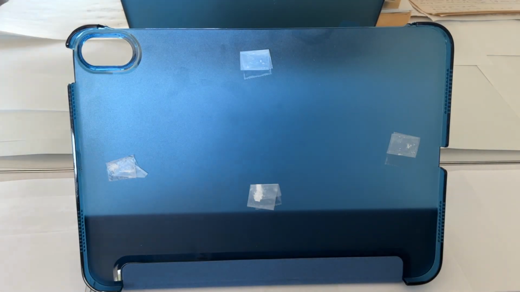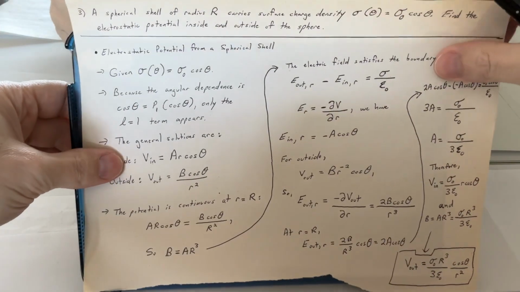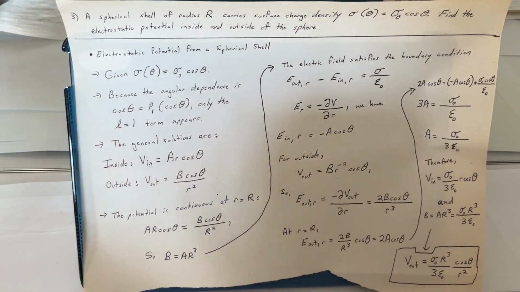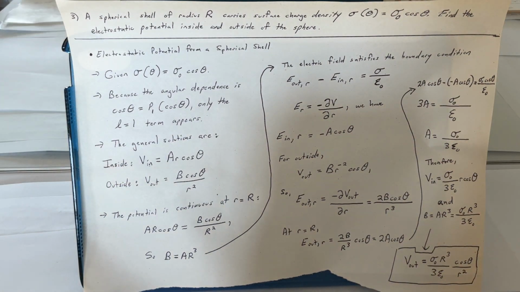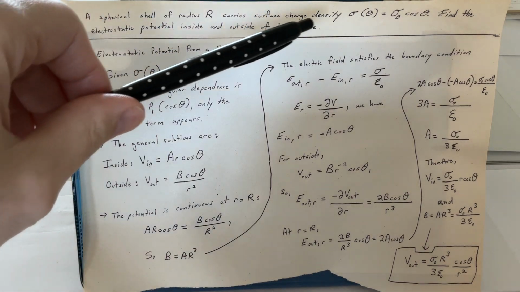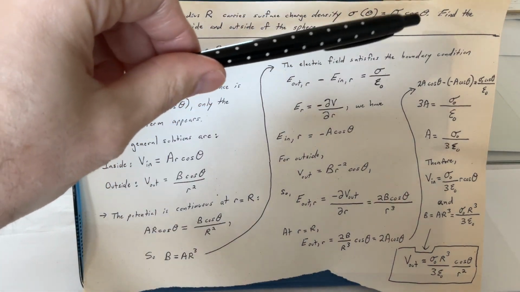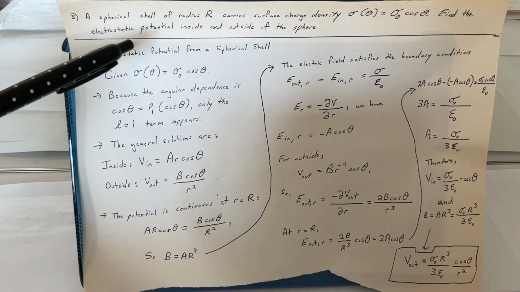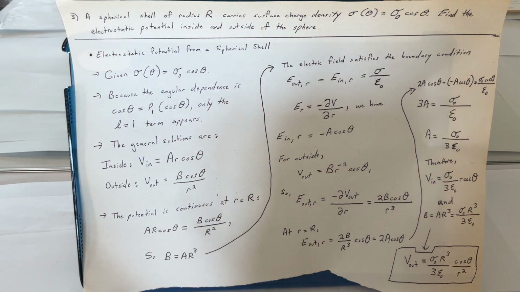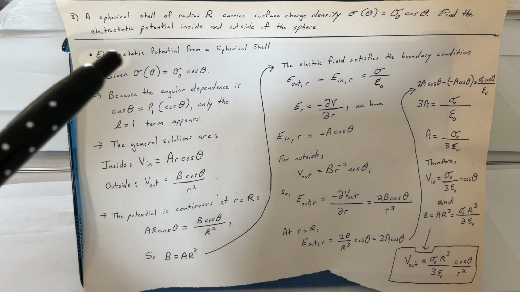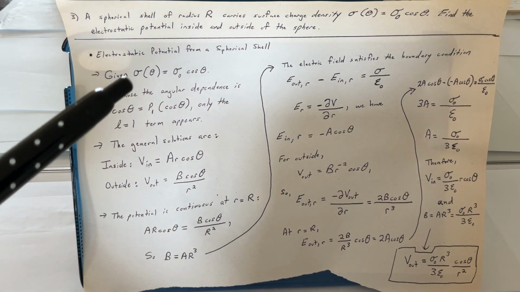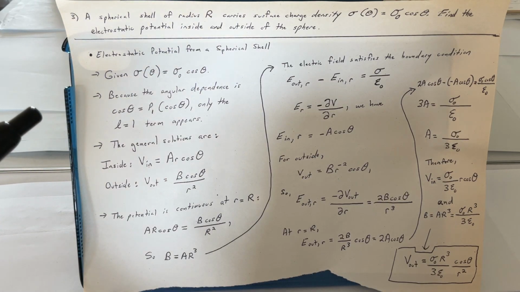So moving along to number 3, we have a spherical shell of radius R that carries a surface charge density; we're given that function. Okay, find the electrostatic potential inside and outside of the sphere. So here's what we're given.